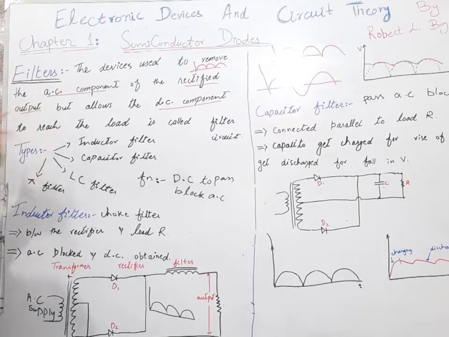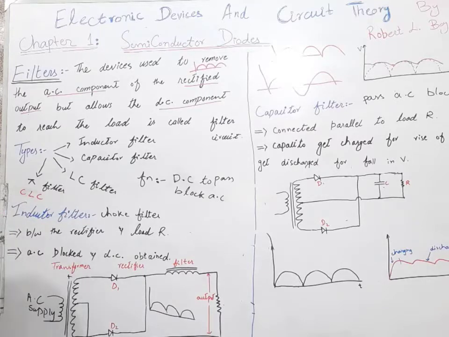We have four types of filter circuit. These are the inductor filter, capacitor filter, LC filter (inductor capacitor filter) and the pi filter. The pi filter will be in the form of CLC, the capacitor inductor capacitor filter. Now we will discuss these filters one by one.